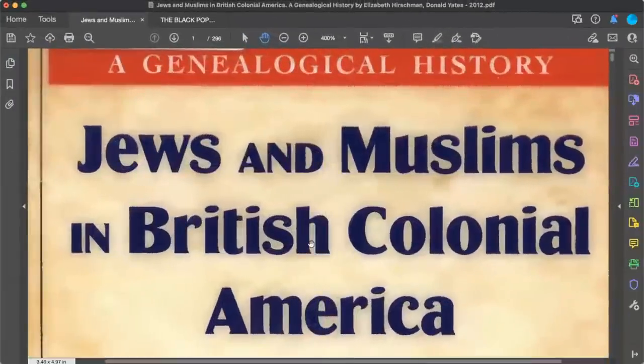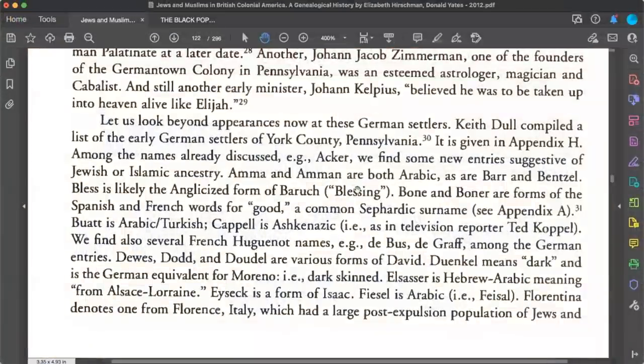All right, so we're back in the book, Jews and Muslims in British Colonial America. We continue where we left off. Again, let us look beyond the appearances of these German settlers who became Quakers, a lot of them carrying Moorish and Sephardic surnames. Keith Dull compiled a list of the early German settlers of York County, Pennsylvania. It is given in Appendix H among the names already discussed.